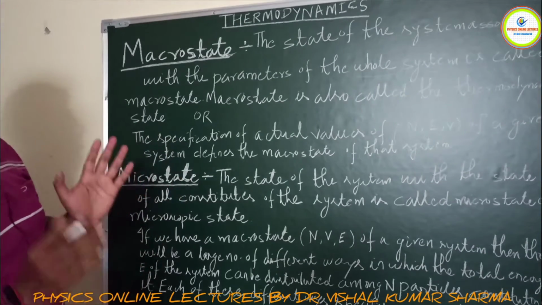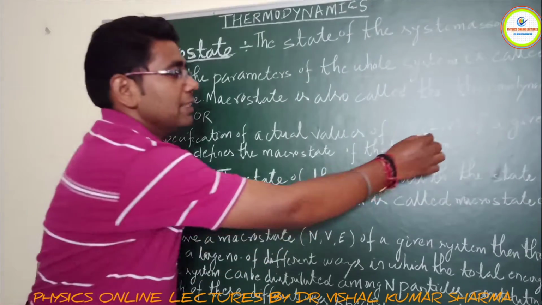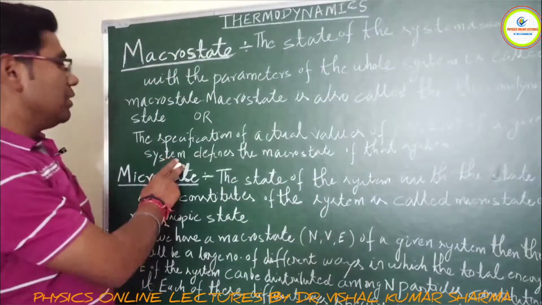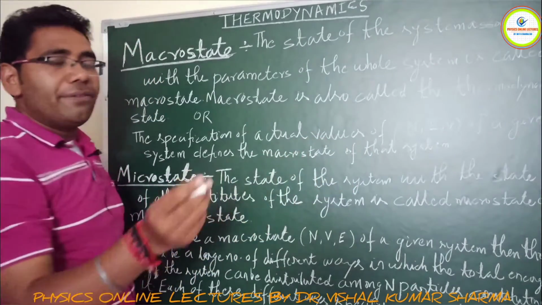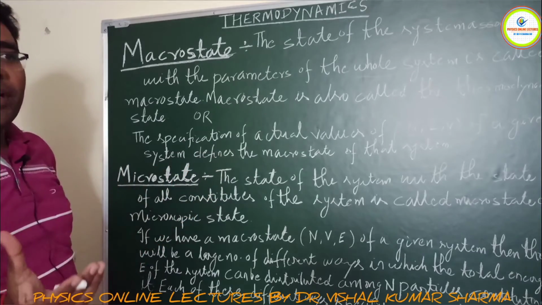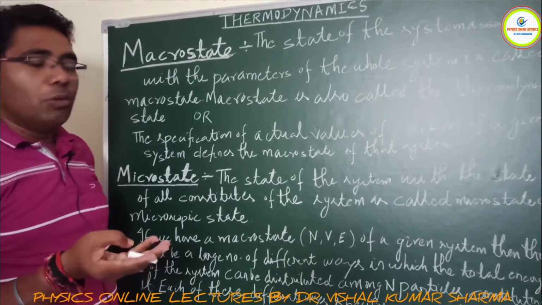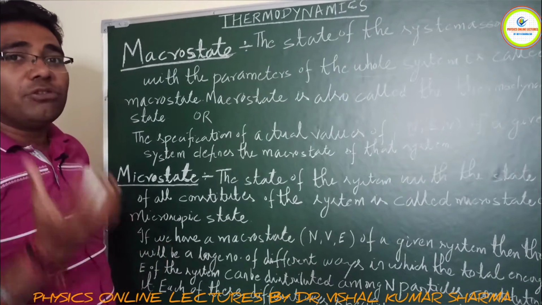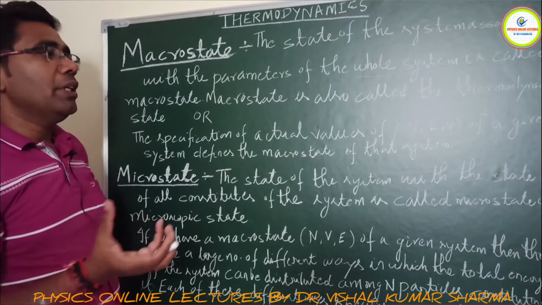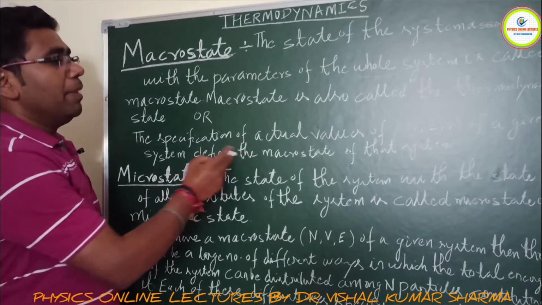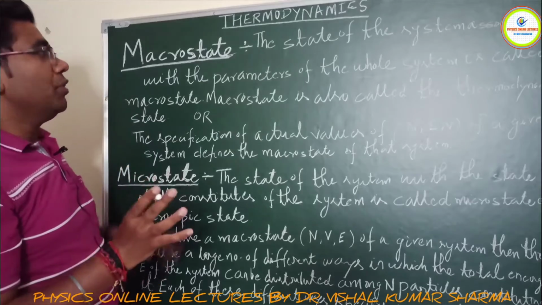Or you can say that the specification of the values of the number of particles, the energy and the volume of a given system defines the macrostate of that system. So according to the definition of the macrostate, the actual values that specify the system, either they may be the number of particles, energy, or volume, define the macrostate of the system. So students, I hope you have understood the definition of the macrostate.